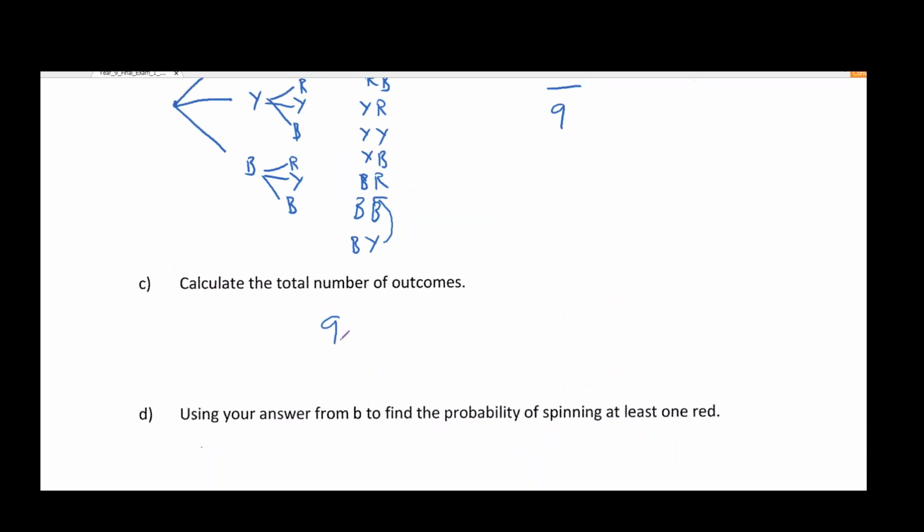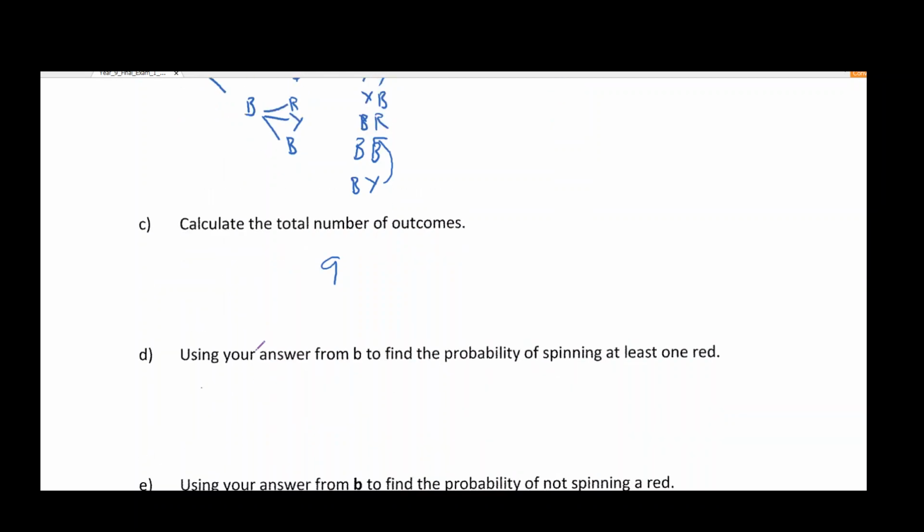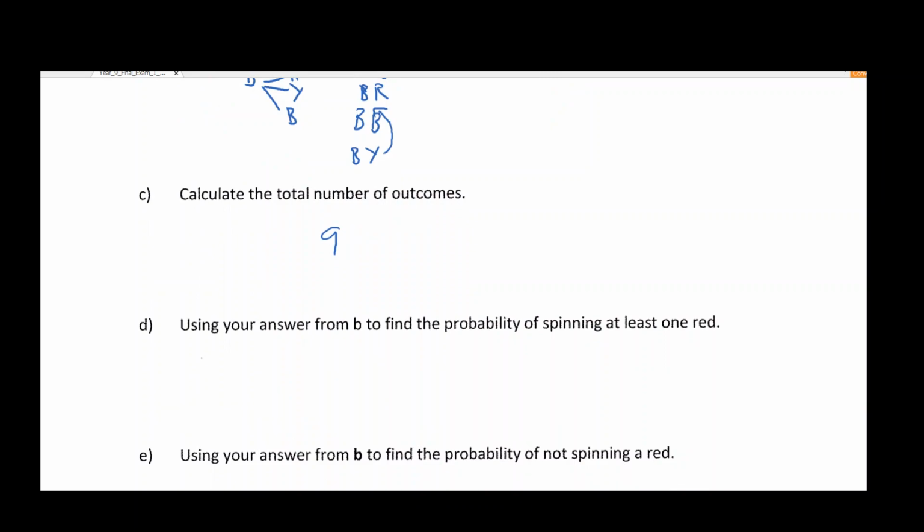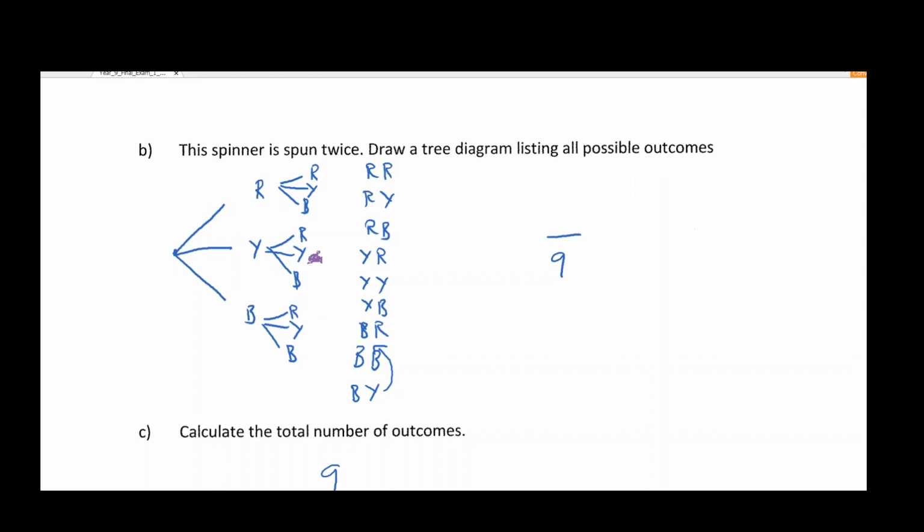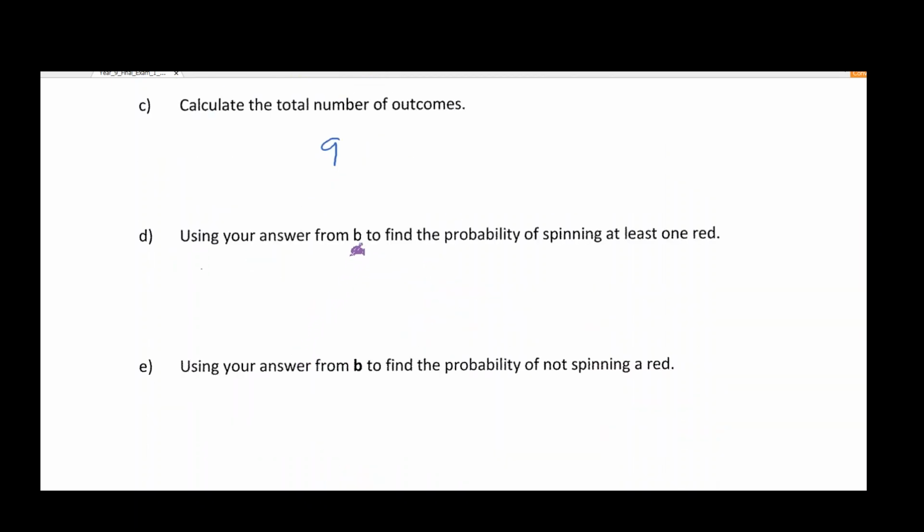There we go, 9. And using your answer from B, find the probability of spinning at least 1 red. So at least 1 means you can spin 1 or 2. Alright, so we can spin 1 or 2 red. So let's have a look at that. We've got at least 1 red there. That's 1, 2, 3, 4, 5. Okay, it's 5 out of 9. So at least one red, 5 out of 9. So 5 divided by 9, that's going to be 0.5 recurring.